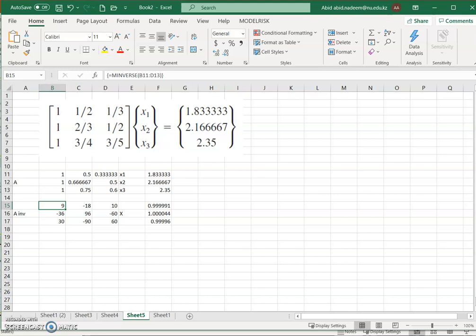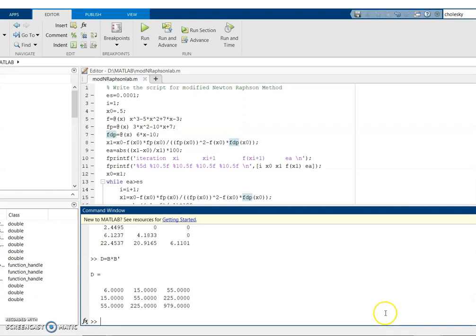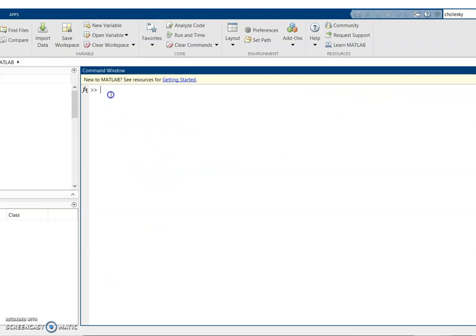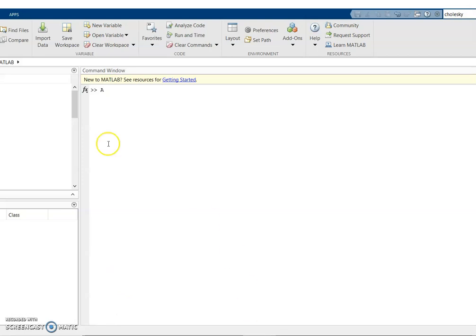Okay, so how about MATLAB? In MATLAB there are also a number of functions which we can use. So let's try MATLAB. Clear, clc, and let me close this window because I just want to use the command window. For example, let me define the equation first. For the equation, I need to first define its matrix.